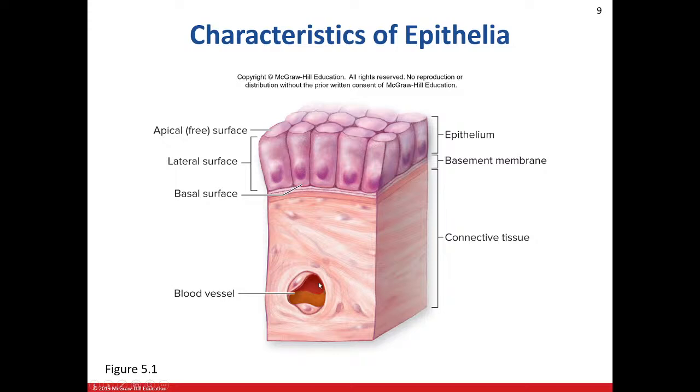Now, the blood vessels run through the connective tissue. Oxygen and nutrients will diffuse out of the blood vessel and into the connective tissue. And then from there, oxygen and nutrients will diffuse across the basement membrane toward the epithelial cells. And so epithelial cells don't have their own blood supply. They're dependent on the underlying connective tissue for oxygen and nutrients, also for getting rid of waste, dumping those out in the blood.